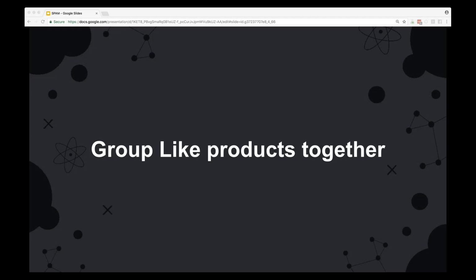So if you have a Hanes T-shirt that's blue, red, and white, you want those all part of one ad group. What you don't want to put in the same ad group is a blue shirt and blue shoes, right? They're not going to share as many common keywords, or they're not like products. They have similar features, but they're not like products. So that's super important as well.